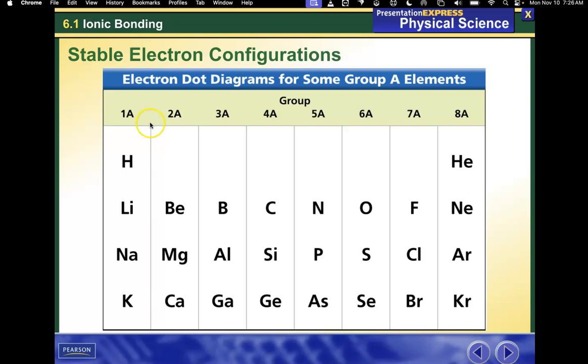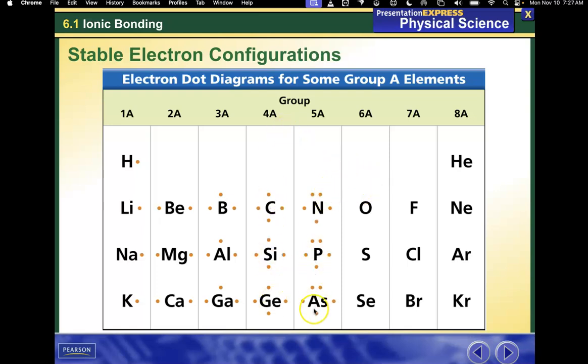So here are electron dot diagrams for elements. Group 1, 1 valence electron, 1 dot. Group 2A, 2 dots. Group 3A, 3 dots. Hopefully you see a pattern going on here. 4A, 4 dots. 5A, 5 dots. 6A, 6 dots. 7A, 7 valence electrons. And again, the noble gases, remember helium only has 2 electrons, but everybody else has the full set of 8.